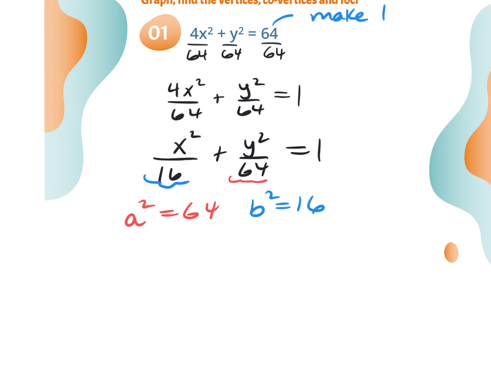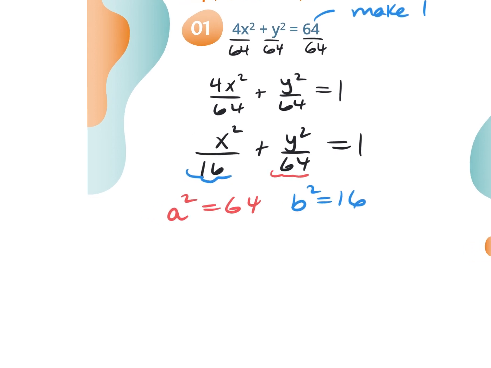So notice my bigger number is underneath the y squared. So this tells me when it's under the y squared, I know my graph is going to be longer vertically. So this is a vertical graph. So my ellipse is looking like an oval, and it's going to be longer up and down.